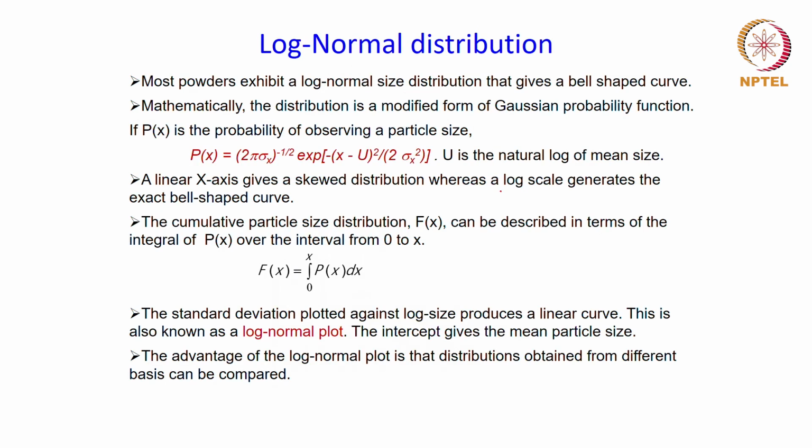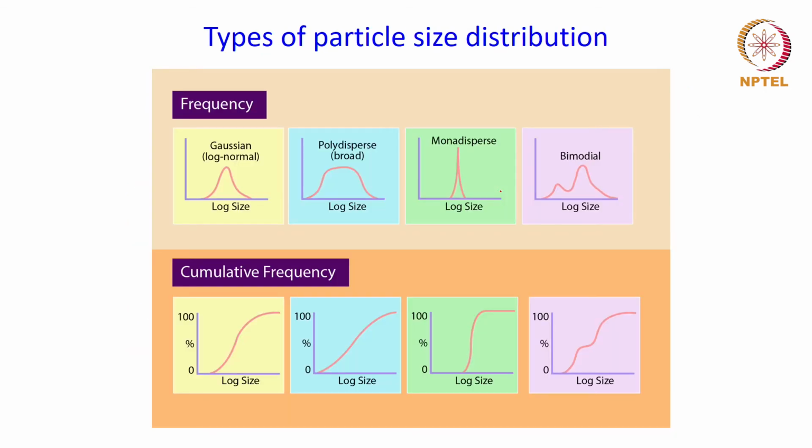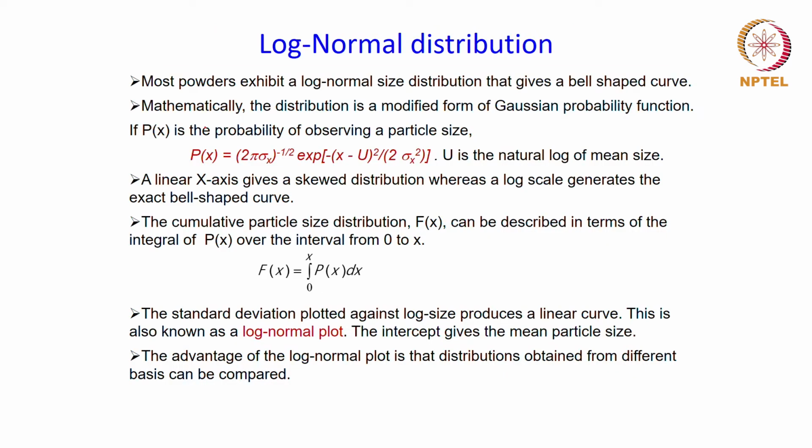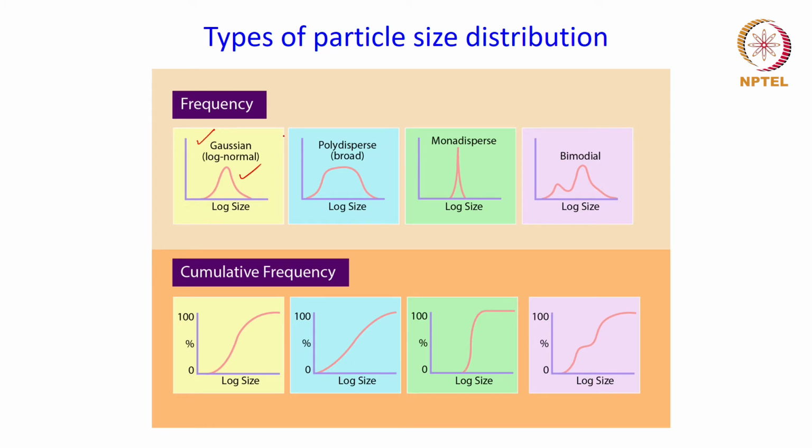Now, this is a kind of plot out of all this that you see over here. This log normal is a kind of distribution which is encountered very often, and that is why we are going to look at it in a little more detail right now, because as I said, most powders exhibit a log normal size distribution that will give you that bell shaped curve that we have seen over here.